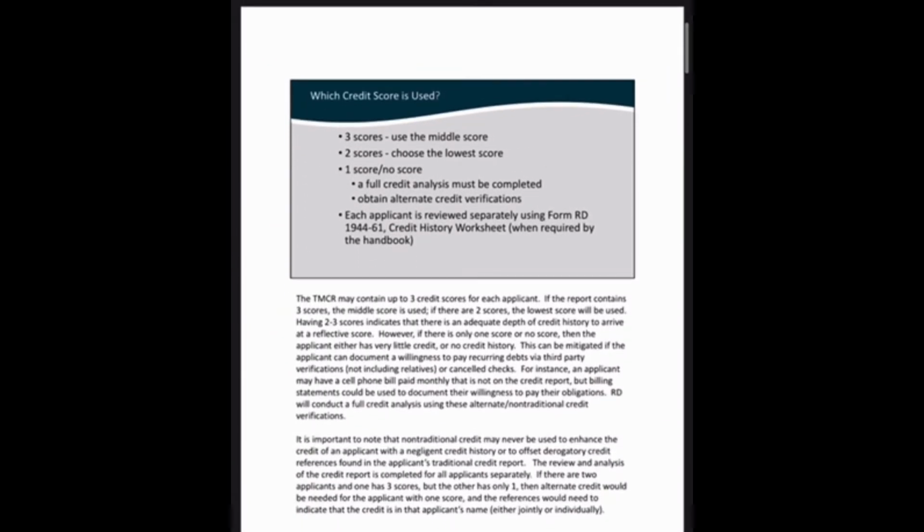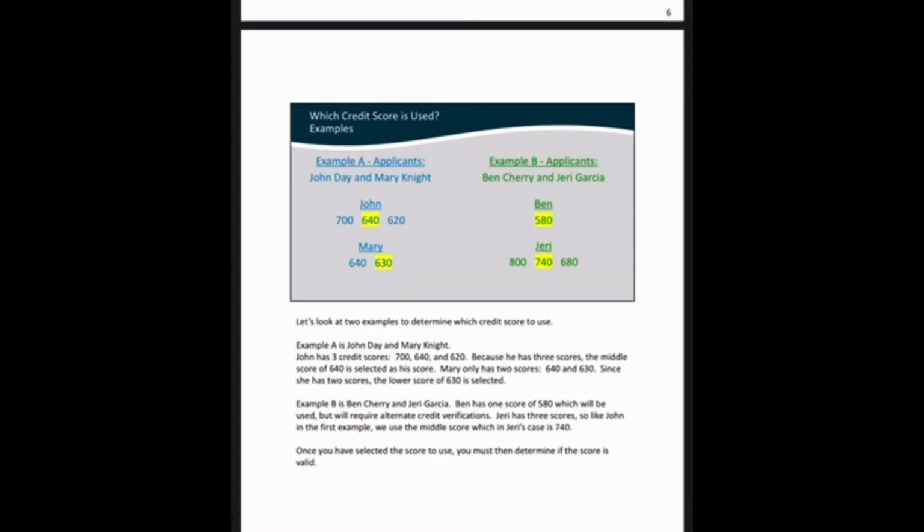If you have 3 scores, they will use the middle score. If you have 2 scores, they will use the lower score of the 2. If you have 1 score, they will just use the 1 score. This is an example of applicants that applied. As you see here, the middle score is used for John, and the lower of the 2 is used for Mary. For applicant B, he had 1 score, which was 580, and Jerry had a middle score of 740.